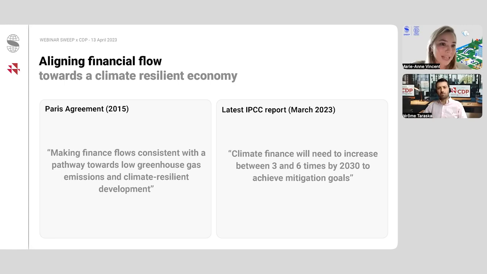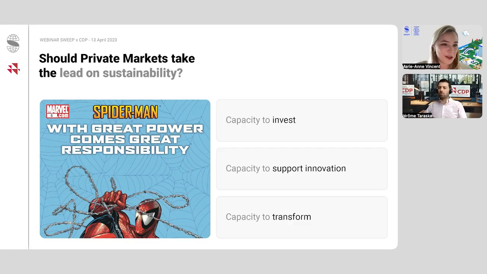So when you hear the CEO of BlackRock saying it's not our place to tell companies what to do, well, actually, it kind of is, because with great power comes great responsibilities. When you see that the assets under management of a company like BlackRock are 3 times bigger than the GDP of France, there's clearly a lot of power and a lot of money that will help the transition to a low carbon economy.